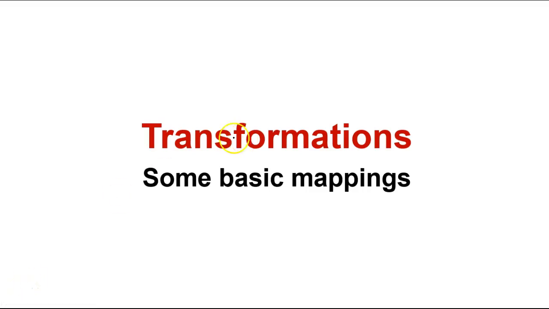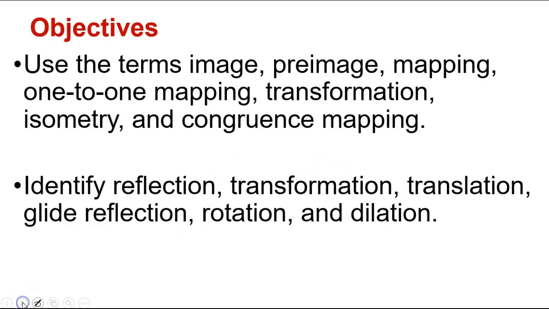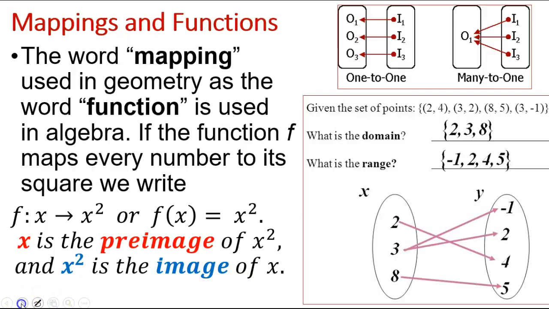In this video, we will look at transformations and some basic mappings. You will be able to use the terms image, pre-image, mapping, one-to-one mapping, transformation, isometry. Some of these you may know from before, some may be new. I'm sure you've heard about reflection, translation, and so forth, but they are a little different from algebra. So pay close attention to how they are similar and how they are different.